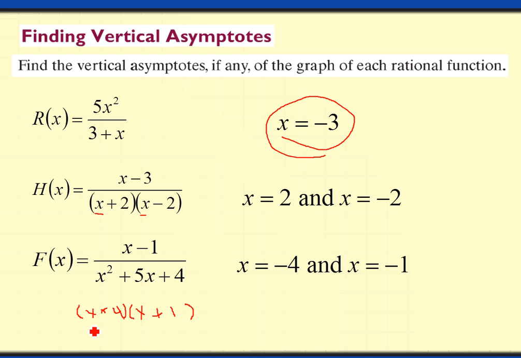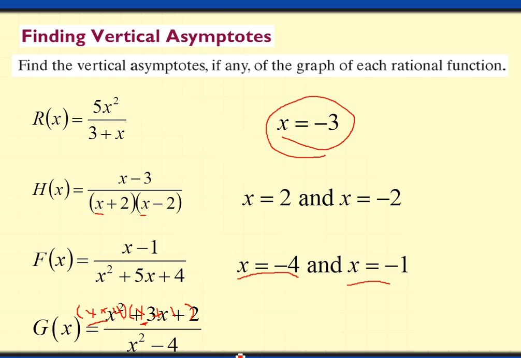And of course, what causes this factor to be 0 is an x value of -4. So we have a vertical line through -4 given here. What causes this factor to be 0? Well, an x value of -1. And so that's where this other one comes from. So sometimes we have to do a little work. We can't just look at it and know what x values cause the denominator to be 0. But it's usually not too difficult.